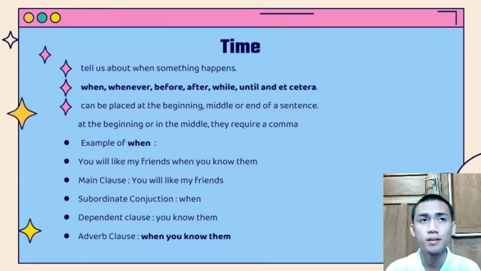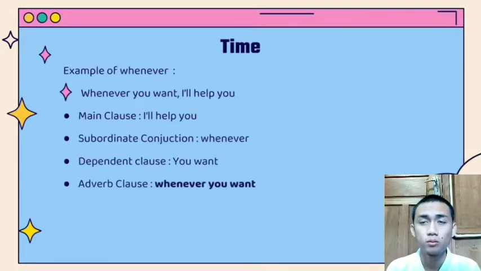Example of when. One: You will like my friends when you know them. Main clause: you will like my friends. Subordinate conjunction: when. Dependent clause: you know them. And adverb clause: when you know them. Second, example of whenever. Whenever you want, I'll help you. Main clause: I'll help you. Subordinate conjunction is whenever. Dependent clause is you want. And adverb clause is whenever you want.